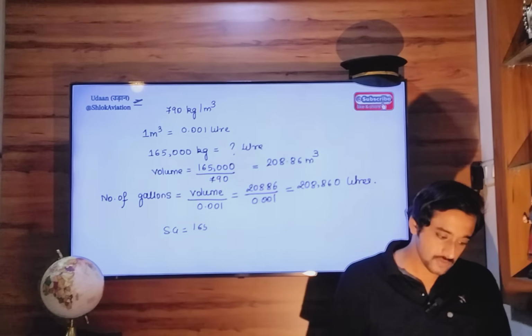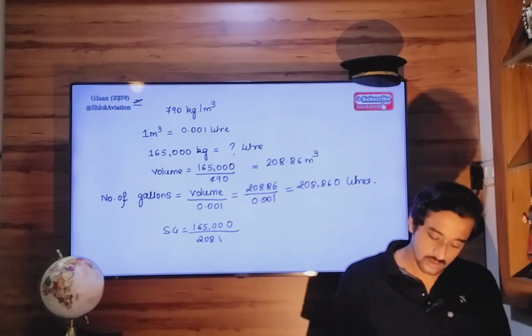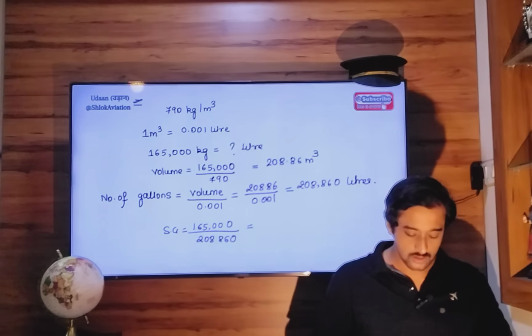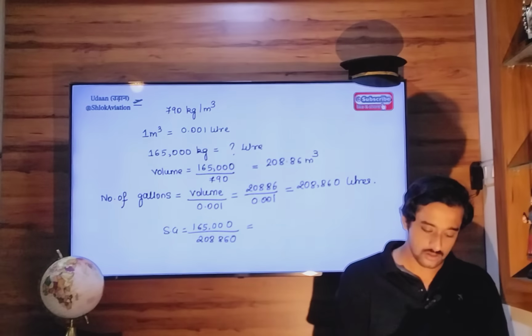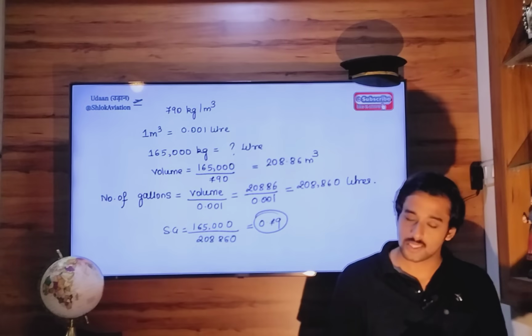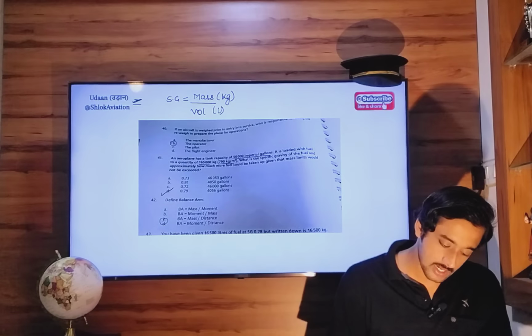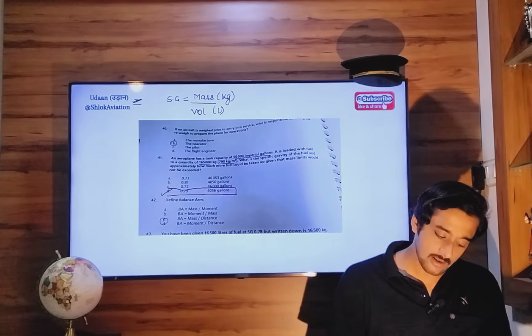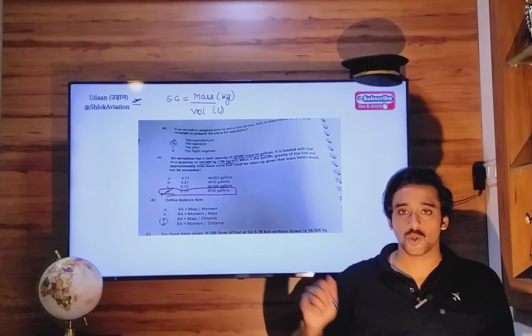mass on volume. So let's check this 165. That is 0.79 specific gravity. So correct answer is option delta. You need not solve the second part because if first part is right, second part will also be right.